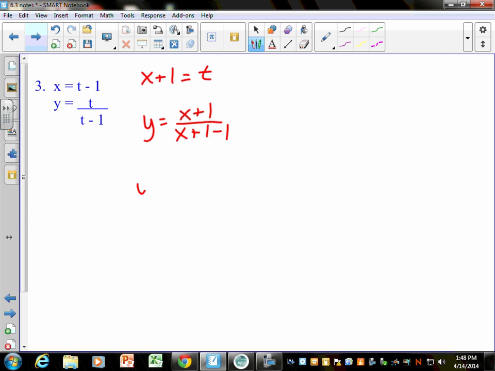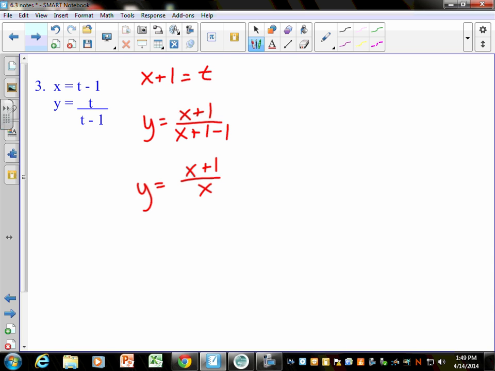Right? So that's just y equals x plus 1 over x. That would be eliminating the parameter, which we've graphed before. You might not remember, but we have graphed those before. Does anybody remember what that graph's called? Colton remembers it has asymptotes. Or what it looks like.